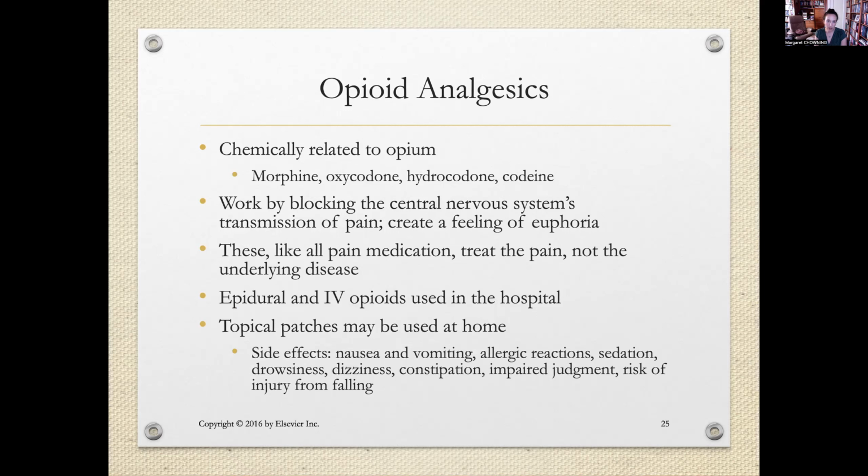So epidural and IV opioids can be used in the hospital and topical patches can be used at home, but these affect the central nervous system. So their side effects can be a little bit more significant. Nausea, vomiting, sedation, drowsiness, dizziness, constipation, impaired judgment, and a risk of injury from falling because of that drowsiness and impaired judgment.